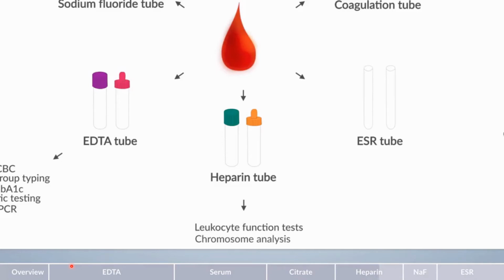EDTA also inhibits calcium-dependent enzymes, resulting in a more stable sample. Therefore, sensitive parameters can be detected over a longer period of time. Consequently, EDTA tubes have become a standard in the measurement of numerous laboratory parameters. Yet, EDTA tubes also have a disadvantage. EDTA affects cell function and is therefore unsuitable for functional analysis. For this reason, heparin tubes are the preferred choice in analyzing cell function.